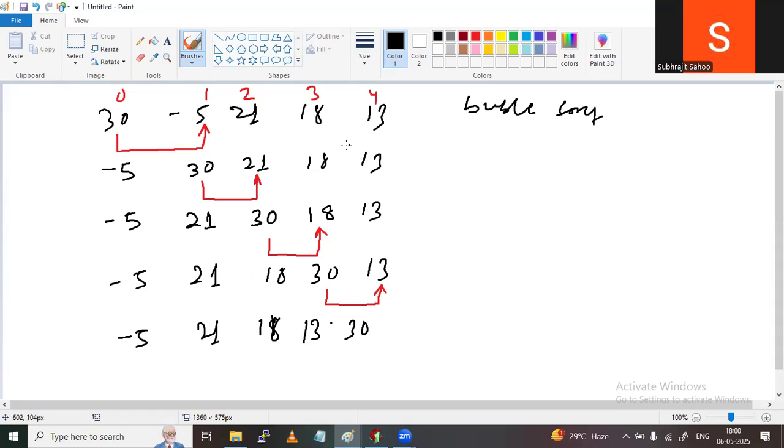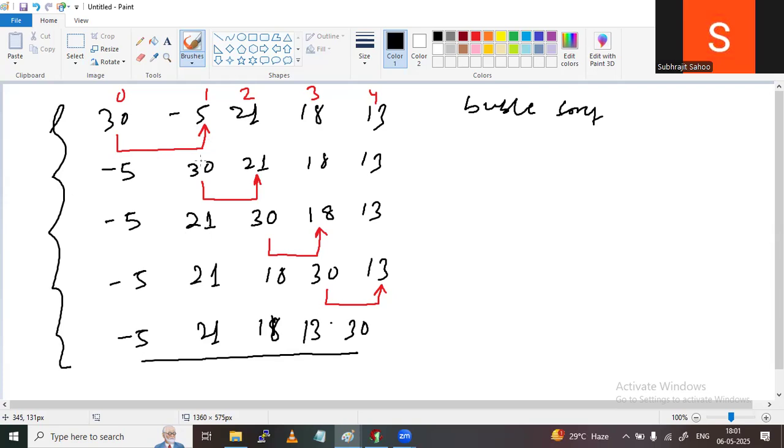Now all elements are covered, but I have not got the desired answer. This is not the pure sorted list, right? Because 13 should come here, 18 should come here, and so on. After one execution I got this answer, but this is not the correct answer. Then what do I have to do? Again I have to repeat the same steps: 0 to 1, 1 to 2, 2 to 3, 3 to 4.